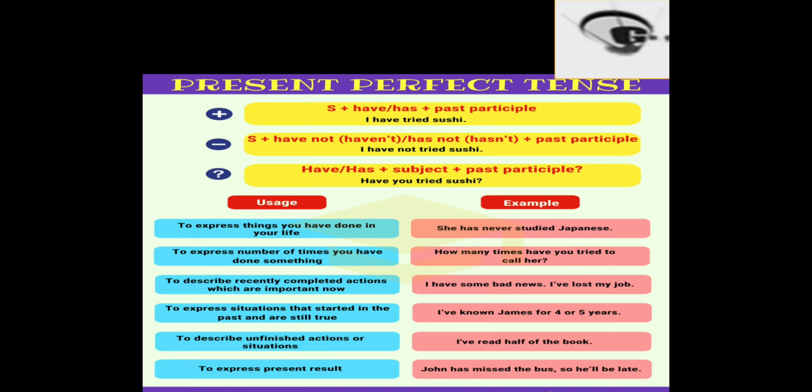Now, coming to its usage, it is used to express things you have done in your life. For example, she has never studied Japanese. To express number of times you have done something. How many times have you tried to call her? It is also used to describe recently completed actions which are important now. For example, I have some bad news. I have lost my job.